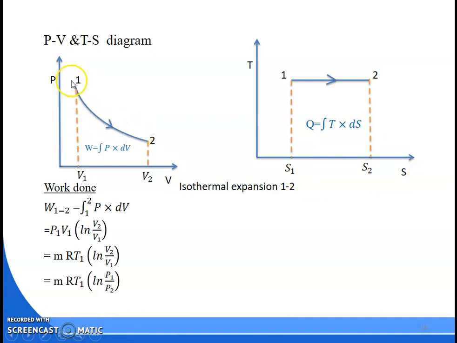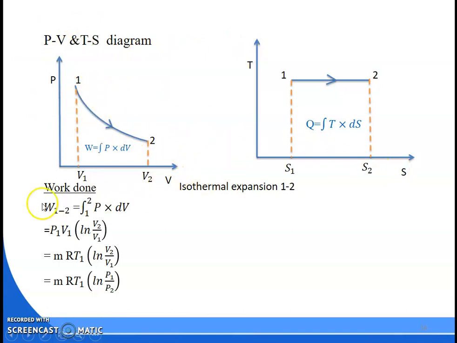So this is the case where, in the 1 to 2 process, the volume changes from V1 to V2. But here the pressure is what? Pressure decreases. Volume increases, pressure decreases. Why? Because volume is inversely proportional to pressure. If volume increases, then pressure must decrease. This is the law for what? Boyle's law. So these are the representations of the isothermal process in the pressure volume and temperature entropy diagrams.